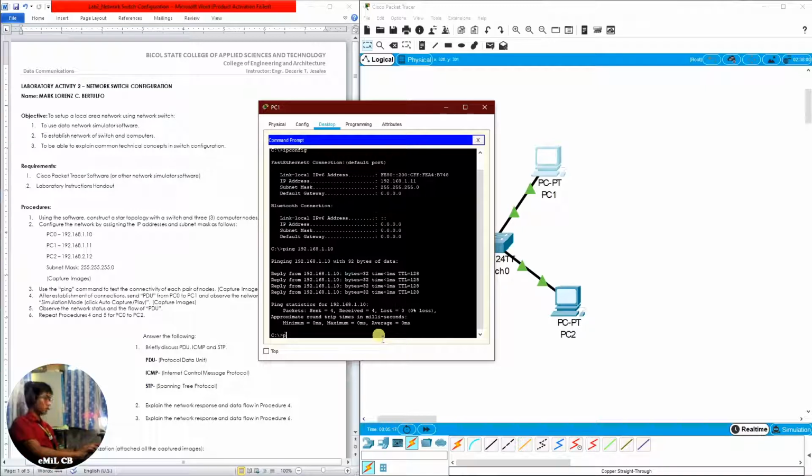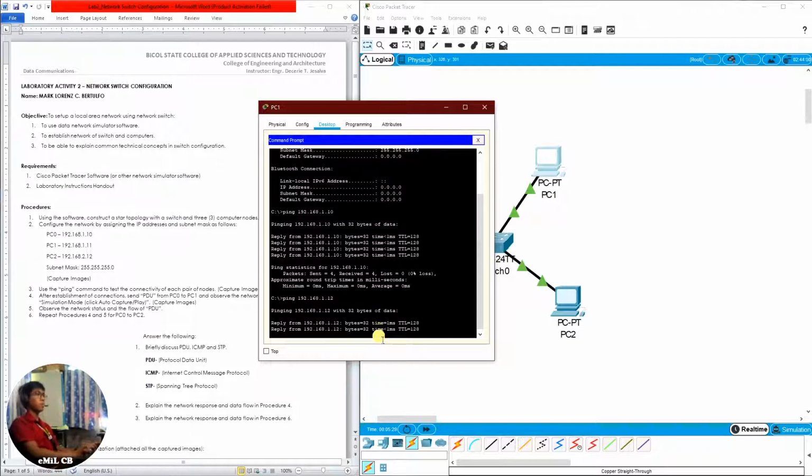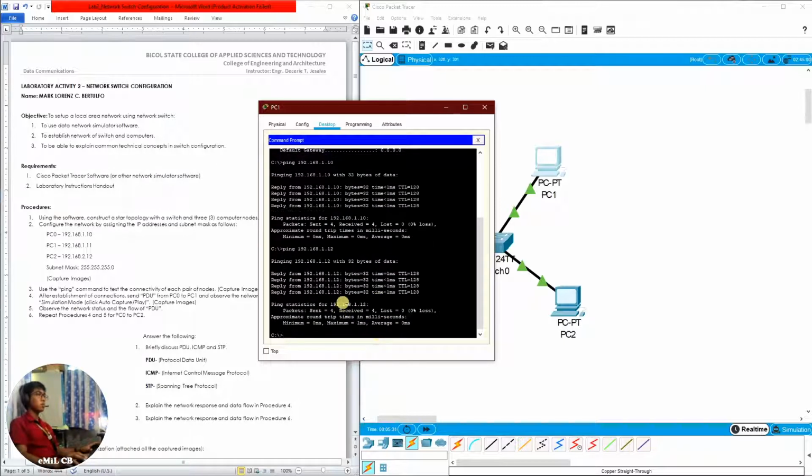Okay. Next, we are going to ping PC2, 192.168.1.12. Okay. Ping statistics 0% loss, approximate round trip 0 milliseconds. Okay.